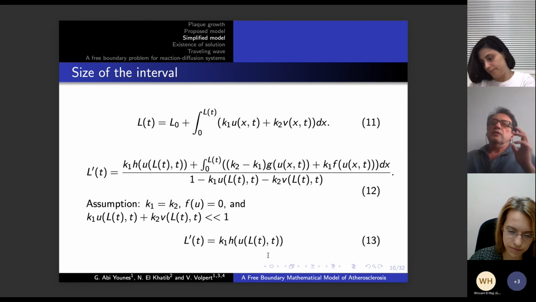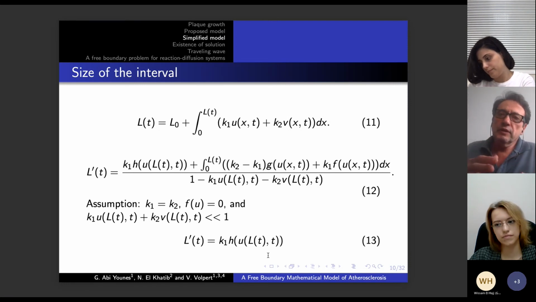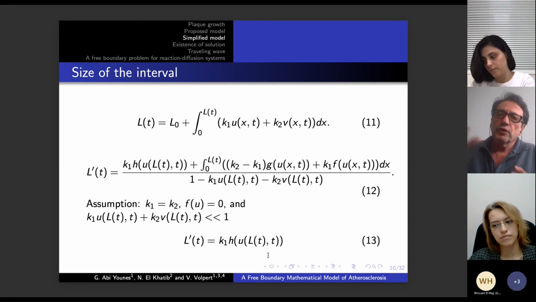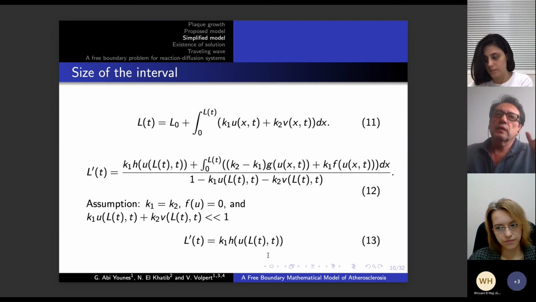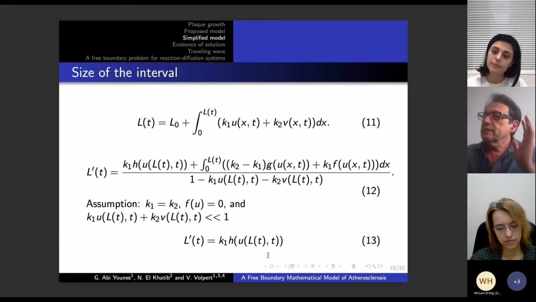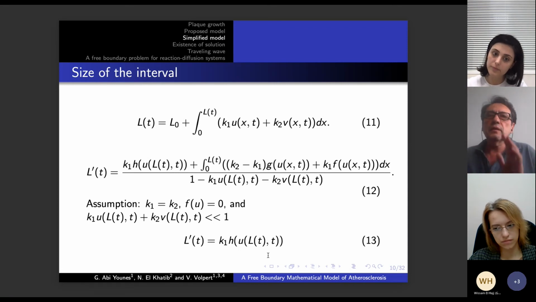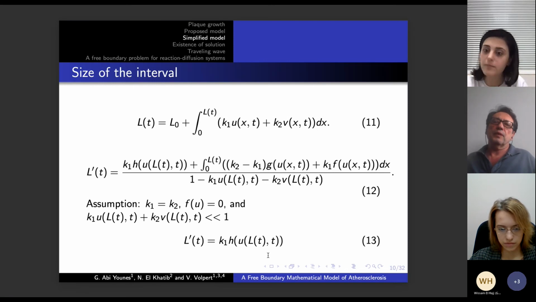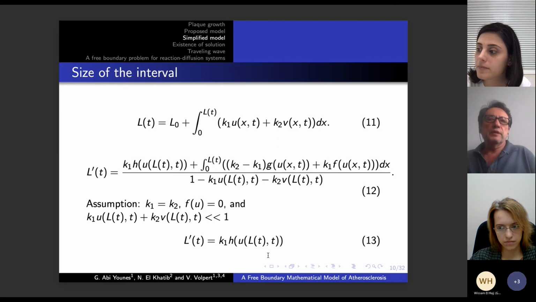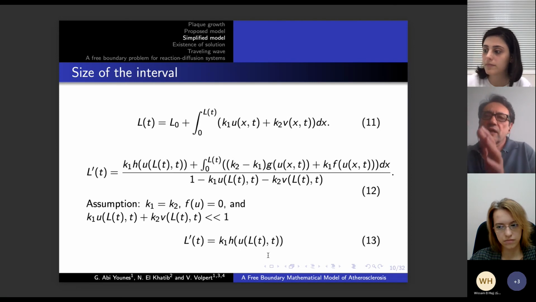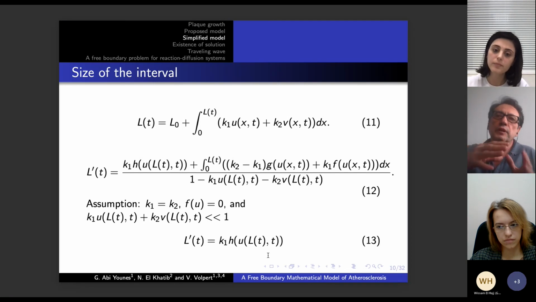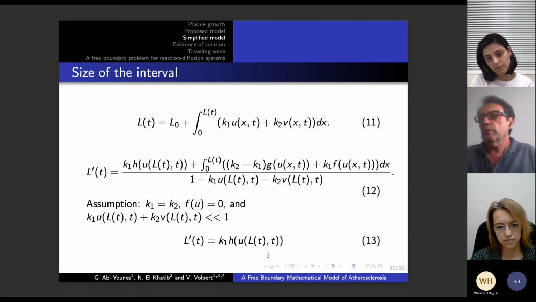So equation 13 tells us that the boundary moves because of the cells coming through the boundary into the domain. Physically, this is very clear, right? There are cells crossing the boundary, and this is why our domain becomes larger. And this is what people usually consider in all free boundary problems, in biology, in physics, in chemistry. There is a flux through the boundary, and this flux determines the motion of the boundary. Maybe you have heard about what is called the Stefan problem. All of it is based on this assumption.